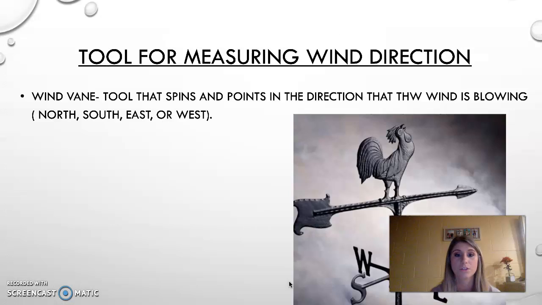And next we're going to talk about the tool that measures the direction. It's called a wind vane. It has north, south, east, west on the bottom, and then on the top part that spins, kind of like the tool before, this one has an arrow though, and it will point to the direction that the wind is blowing.